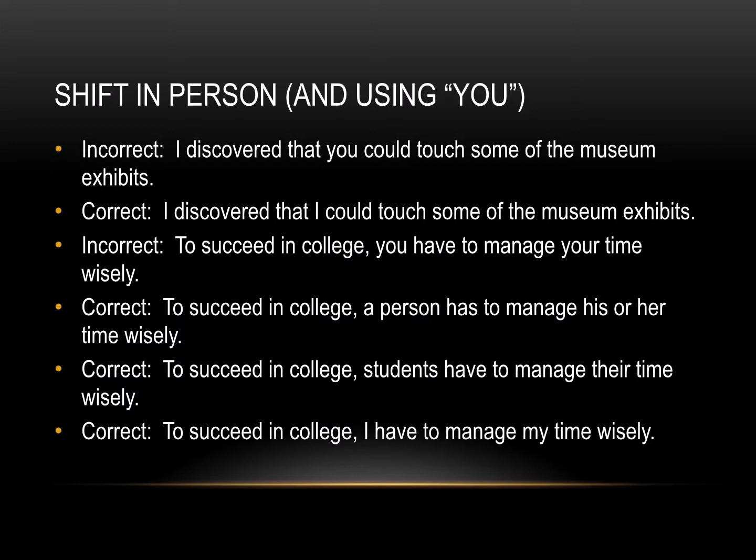Shift in person or point of view and using you is a minor error. You do not want to use second person, which is you, your, yours, at all in your formal writing, but you certainly don't want to combine it with a different person. So I, me, we is first person, and you can see that in the first incorrect example. I discovered that you could touch should be I discovered that I could touch. To succeed in college, you have to manage your time. You would want to change that to a person has to manage his or her time, to get the you out of the sentence.